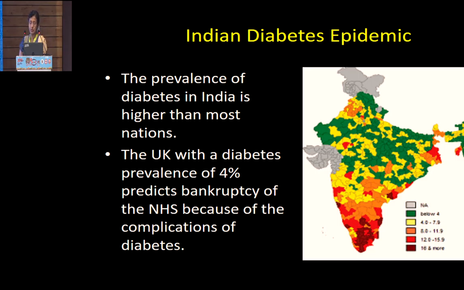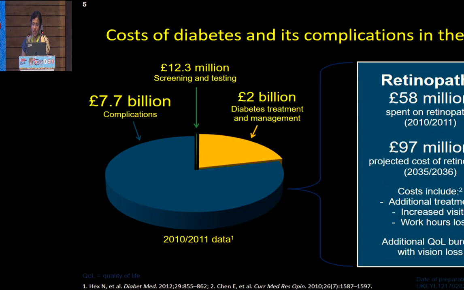So the Indian diabetic epidemic is even worse when compared to the rest of the world because the prevalence of diabetes is yet to increase several-fold compared to Western countries. In the UK, we have only a prevalence of about 4%, but the prediction is that the NHS will go bankrupt within the next few years due to the cost of the complications of diabetes. In the UK, 10% of the NHS budget is spent on diabetes and its medications, out of which 80% is spent on dealing with the complications of diabetes. So it's a very big hazard all throughout the world.